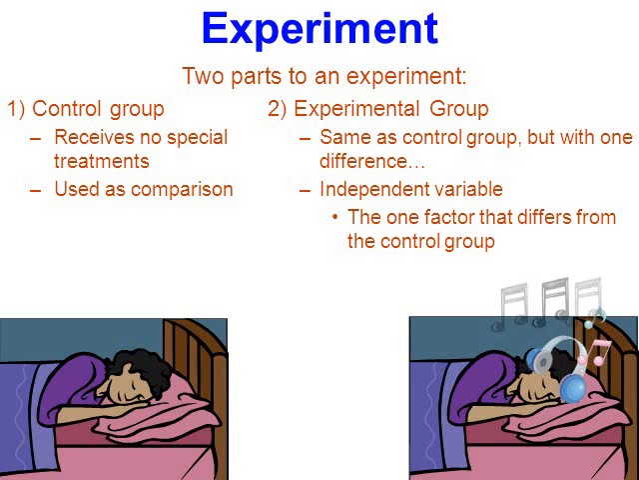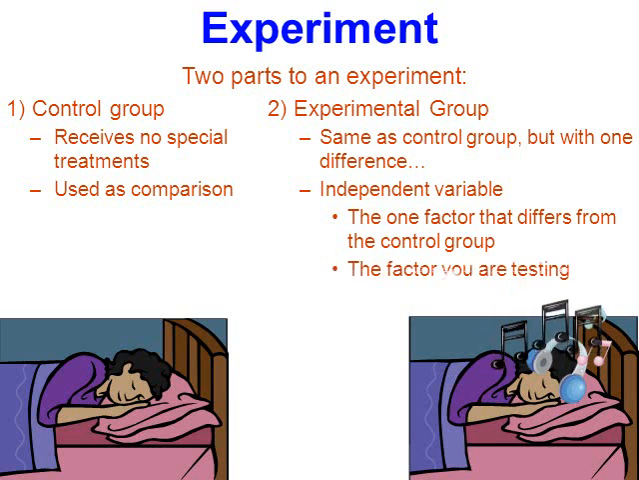The one little difference between the control group and the experimental group is what we call the independent variable. It's the one factor that's different. All other factors are supposed to be the same except for the independent variable. The independent variable is the factor that we're testing. In this fictional study, we're testing whether or not music affects our ability to sleep. During the course of this experiment, maybe she records herself for a month, recording the amount of sleep that she gets for a month with music and the amount of sleep she gets for a month without music.